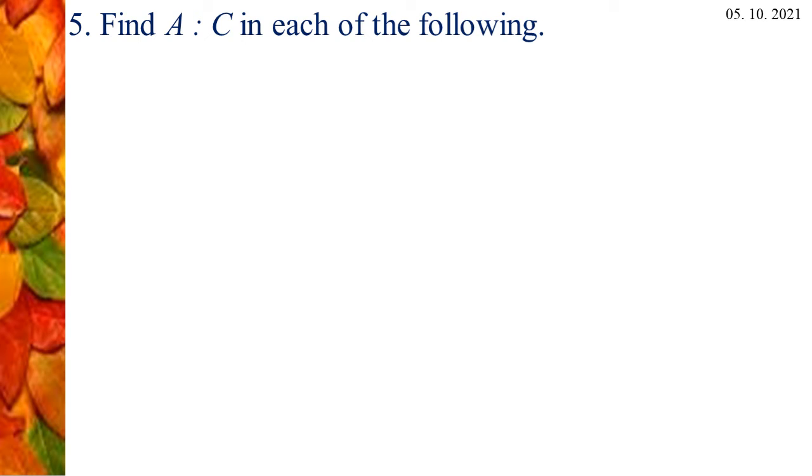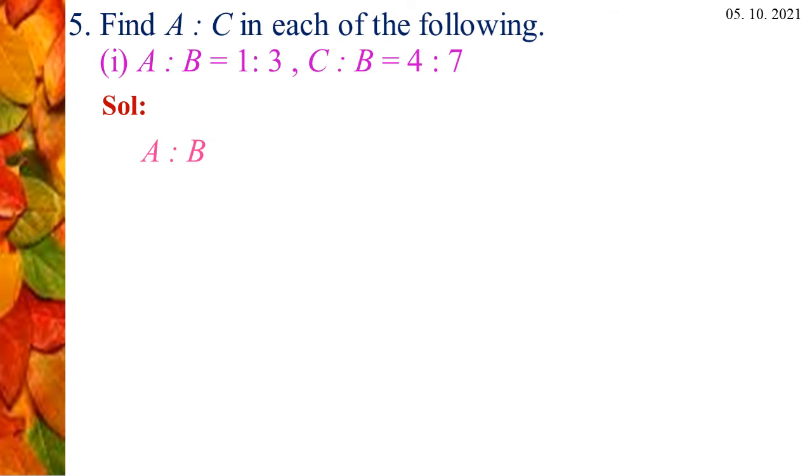Let's see the fifth question. Find A is to C in each of the following. First question: A is to B equals 1 is to 3, and C is to B equals 4 is to 7. Let us find the solution. The A is to B and C is to B values are given. We have to find A is to C. So A is to B equals 1 is to 3, and C is to B equals 4 is to 7.